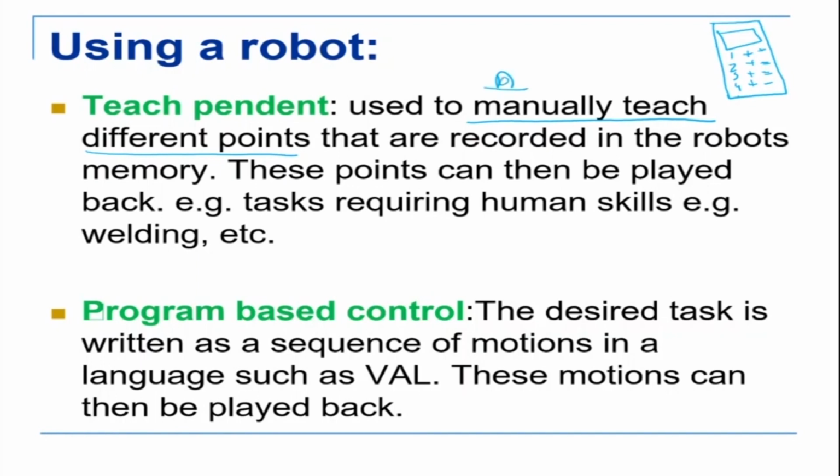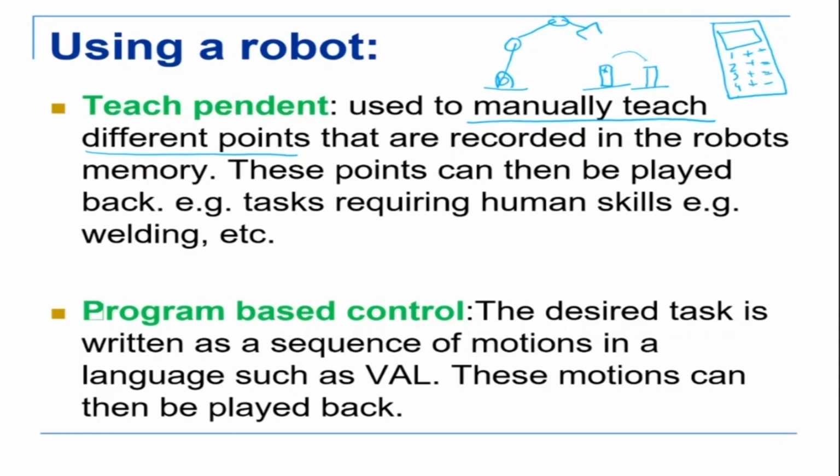For example, if we have a robot here, the robot has to pick up something from here and keep it here. So at this point, we can use the teach pendant, take the robot till here, make it catch this, then take it here by just pressing different buttons in the teach pendant.